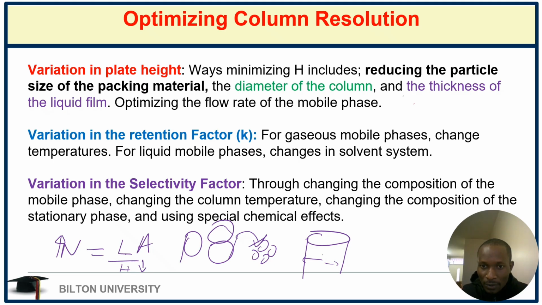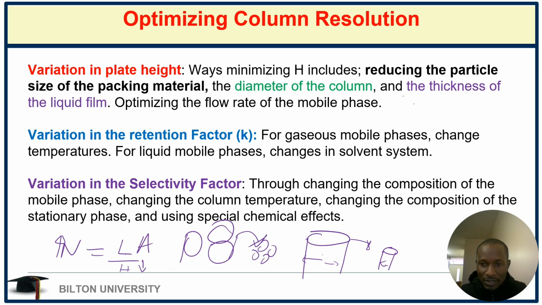So what we need to do, we need to reduce the size of the diameter of this column to a smaller diameter so that we can minimize longitudinal diffusions. Minimizing longitudinal diffusion is going to help us to achieve high efficiency through column resolution. So we are going to have high column resolutions.